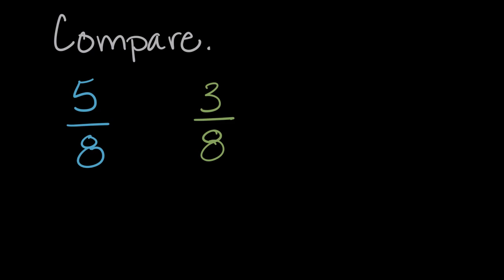So if the pieces are the same size, 5 pieces is greater than 3 pieces, or 5/8 is greater than 3/8. And here our open end, our bigger side, is still facing our bigger number, but our bigger number is first this time. So this is the greater than symbol. 5/8 is greater than 3/8.